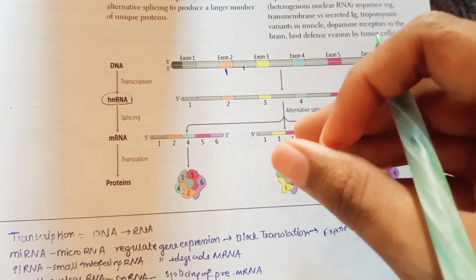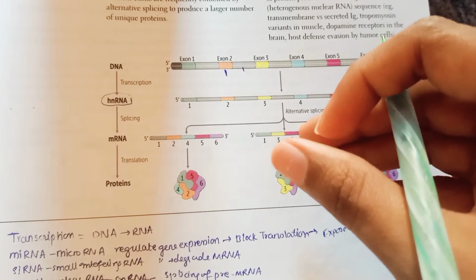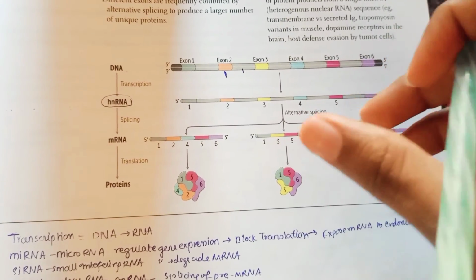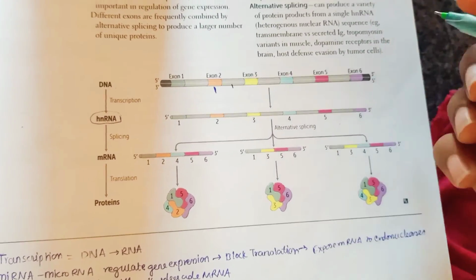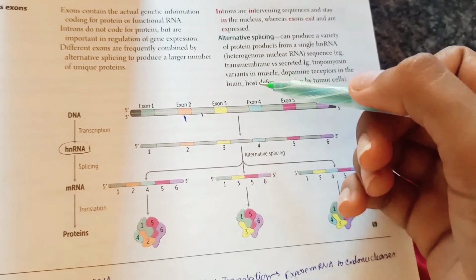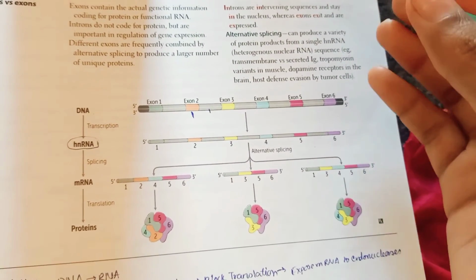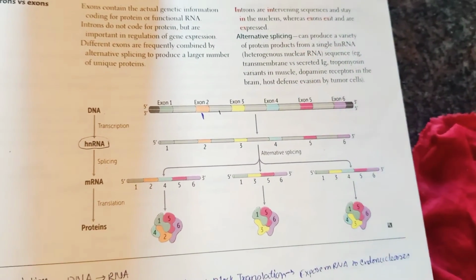Because if you alter the different varieties of hnRNAs, for example, transmembrane and secreted IgG are formed from the same type of protein in different locations. You get different types. You can see tropomyosin variants in muscles, dopamine receptors in brain. There are very different types, right? Host defense evasion by tumor cells. So different types are formed by different alternatives.